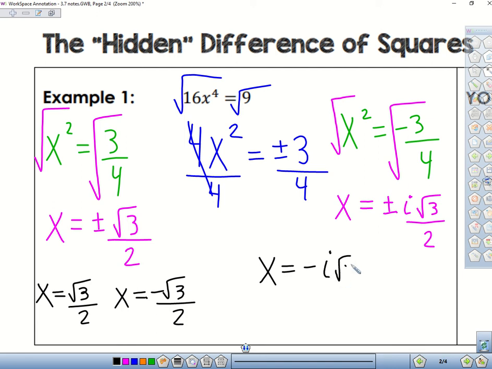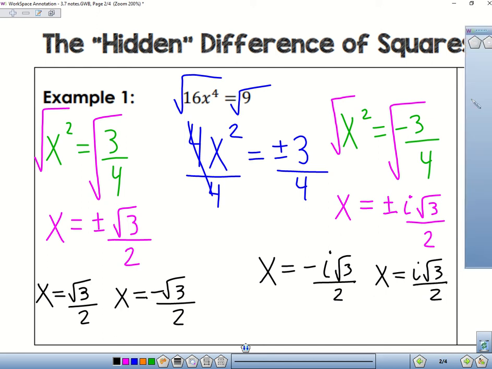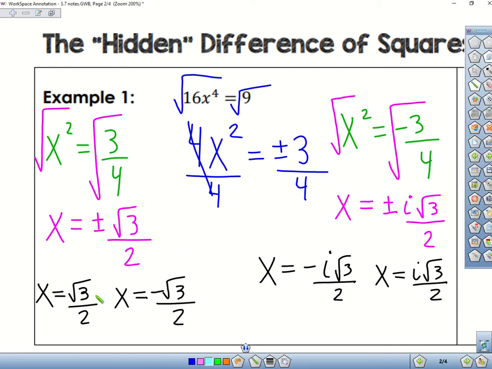Negative i radical 3 over 2, and x equals i radical 3 over 2. So in the end, how many zeros did we end up with? 4. Sorry, I'm lagging a little bit, so it's hard to, I don't know why it's doing that.